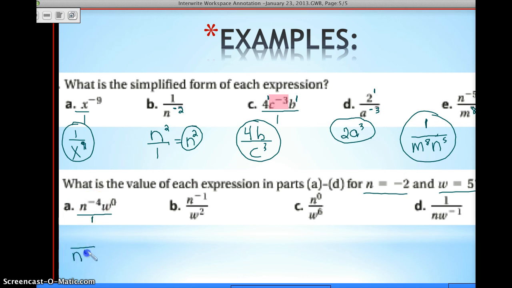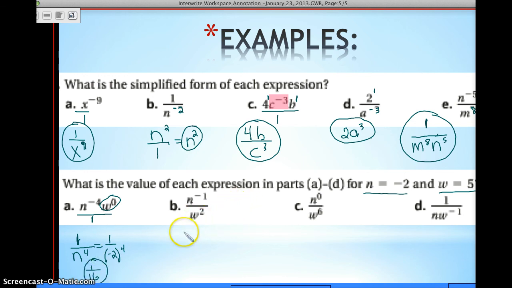So flip it and it goes to a positive 4. The w to the 0, remember anything to the 0 power is just 1. So now I'm going to go ahead and substitute in n, which is negative 2, to the 4th power, which is going to end up being negative 2 times negative 2 is 4, times negative 2 is negative 8, and negative 8 times negative 2 is positive 16.